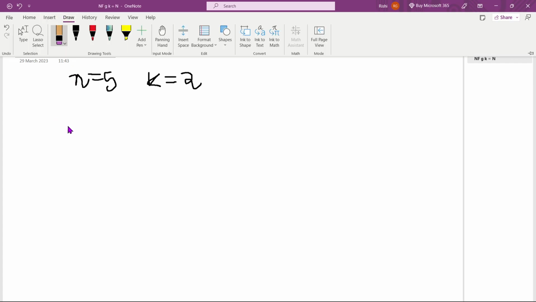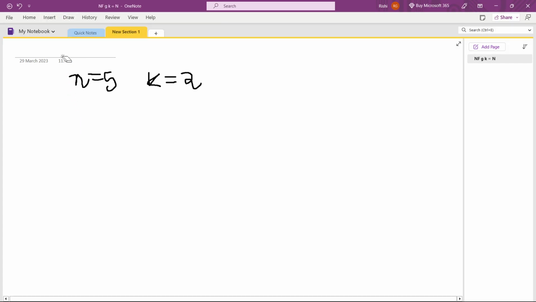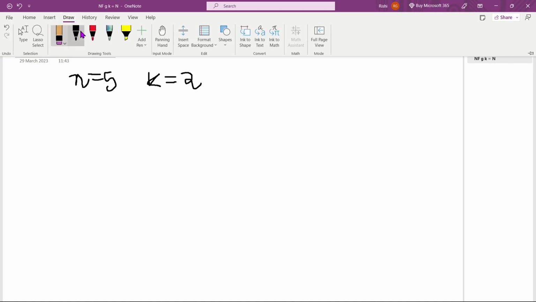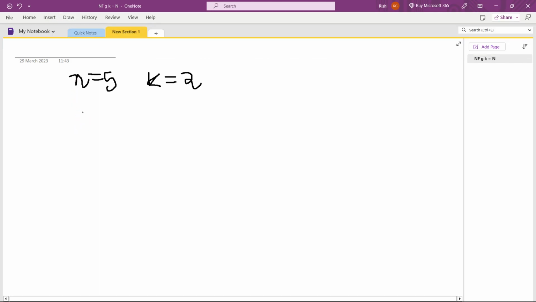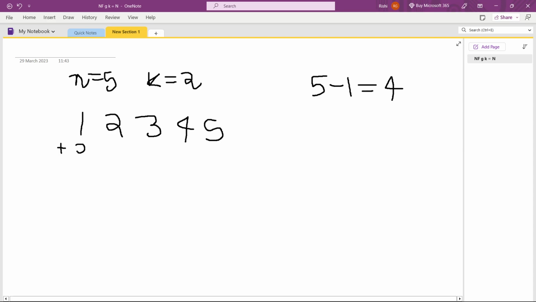Okay, let's find something. So I have now, what was the test case? I have now 1 2 3 4 5. Okay, now what should I do to minimize the difference? The difference now is 4. I should minimize this difference. So to minimize the difference, I can add 2 in this. I can add 2 in this also.